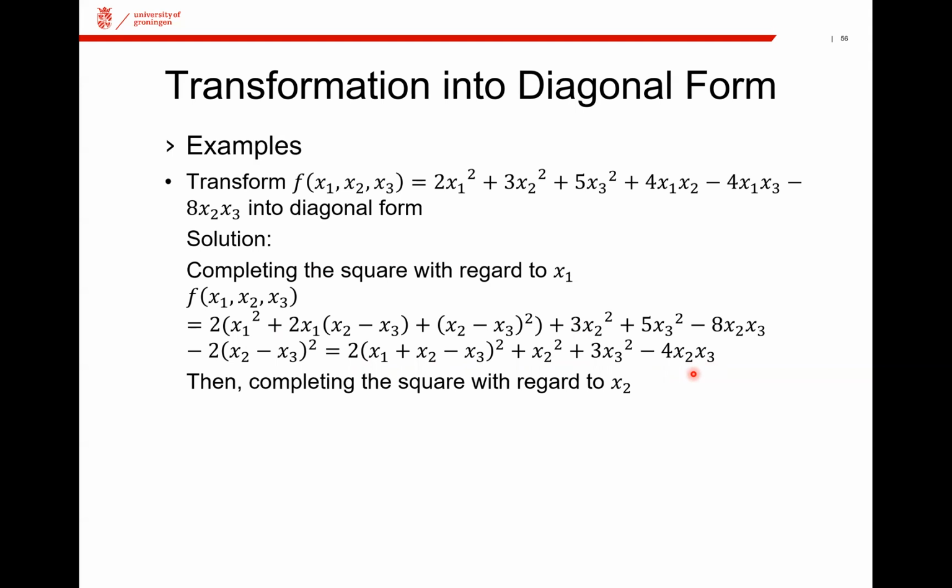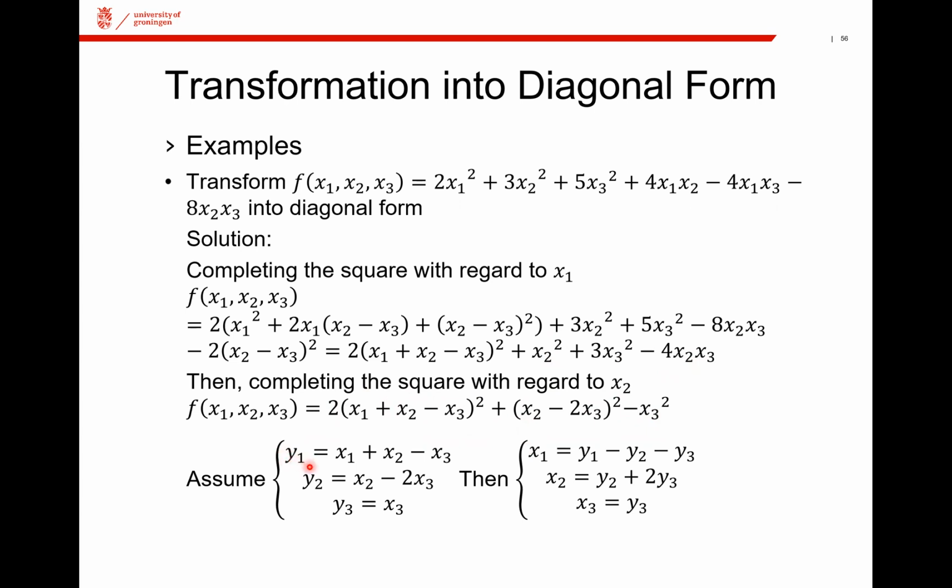And the second step is to complete the square with regard to x2. So basically, we have to complete a square using x2 squared minus 4x2x3. And after the calculation, we have these terms left on the right side. So we assume y1 equals x1 plus x2 minus x3, y2 equals x2 minus 2x3, and y3 equals x3. Then we can substitute these terms with y1, y2, and y3. And this quadratic form will become the diagonal form: 2y1 squared plus y2 squared minus y3 squared.